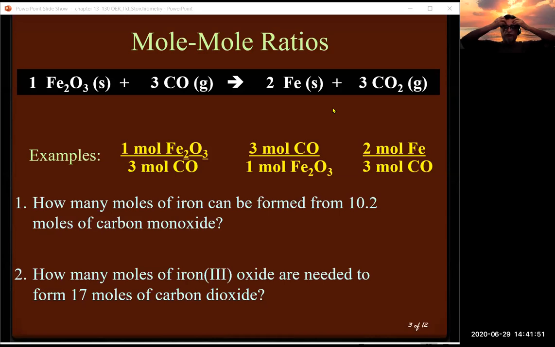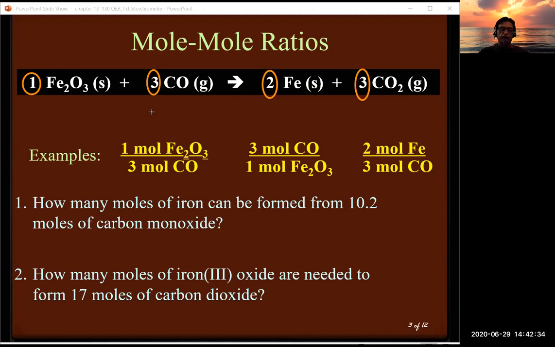Let's take a look at this reaction here. We have iron(III) oxide reacting with carbon monoxide to give us iron and carbon dioxide. After we balance the equation, we see that we need 1 mole of iron(III) oxide and 3 moles of carbon monoxide, which will give us 2 moles of iron and 3 moles of carbon dioxide.